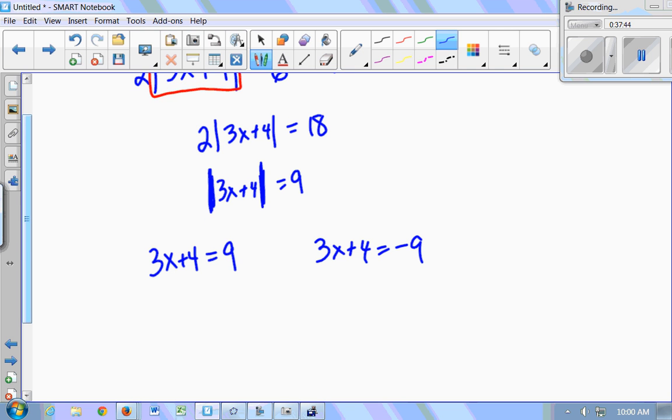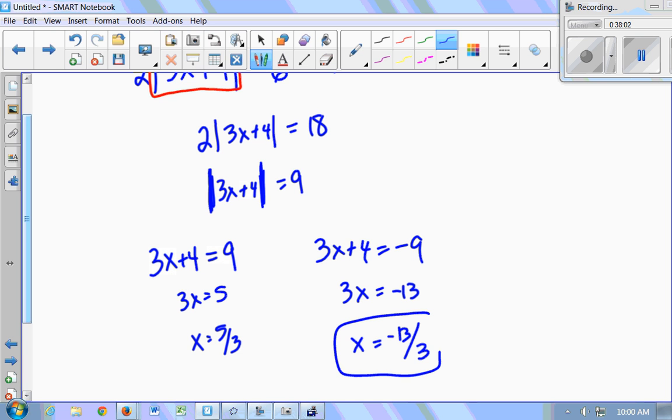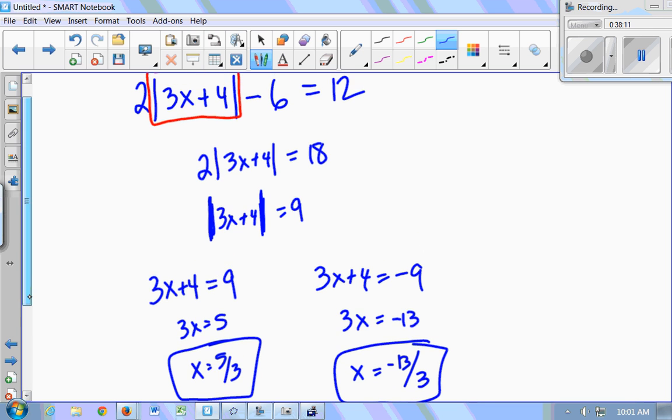So let's see, if I subtract 4 from both sides, I get 3x equals 5. So x is 5/3. And over here, subtract 4, -9 minus 4 is -13. So x is -13/3. So you've got 2 values of x that actually satisfy that equation. So to get rid of the absolute value bars, you have to translate this into 2 separate equations.